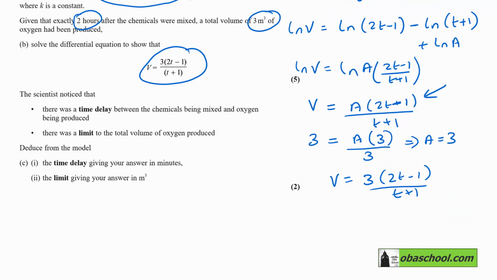The scientists noticed that there was a time delay between the chemicals being mixed and oxygen being produced, and there was a limit to the total volume of oxygen produced. Deduce from the model the time delay and the limit. So V is the volume of oxygen. We need it to be positive, and it won't be positive until t is 0.5. So for part 1, we're going to get half an hour.